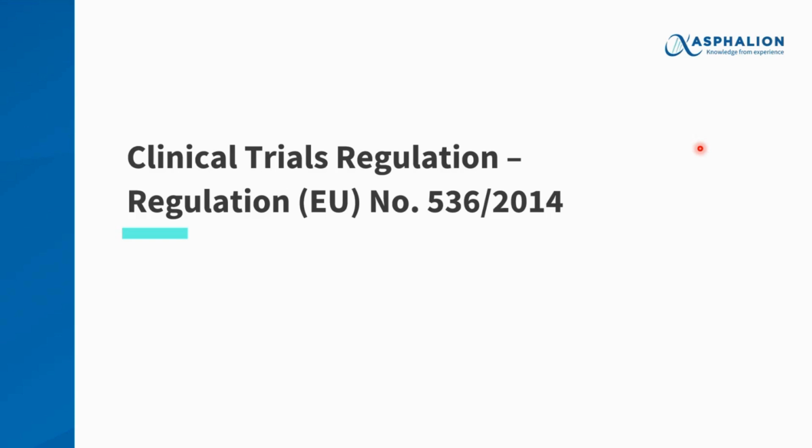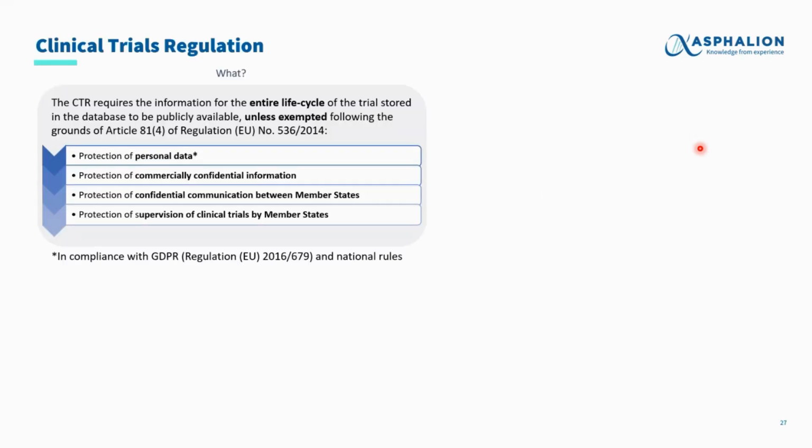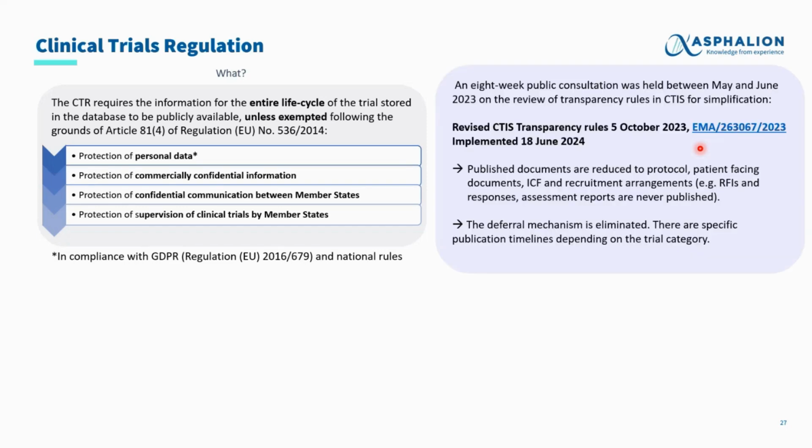I will go fast. Clinical trial regulations. So the clinical trials regulation also mandates the publication of the information about clinical trials uploaded on CTIS. There was a revision of transparency rules, because at the beginning almost the full CTA dossier was published, and it was a big workload and a big burden for the sponsors. So then some simplifications were applied, and now much less documents are published, and also there are specific publication timelines depending on the trial category.